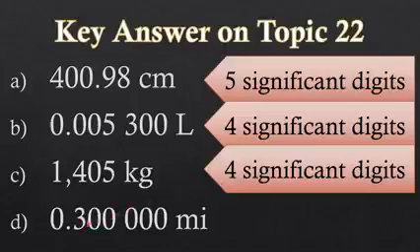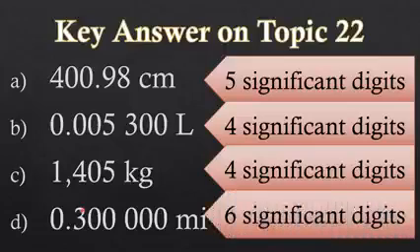In letter D, we have 0.300000 miles. The leading zero, which is here, is not significant, but the 5 trailing zeros are significant, plus the 3, which is non-zero, which is significant. So we have a total of 6 significant digits.